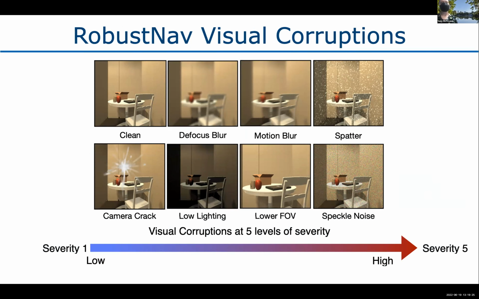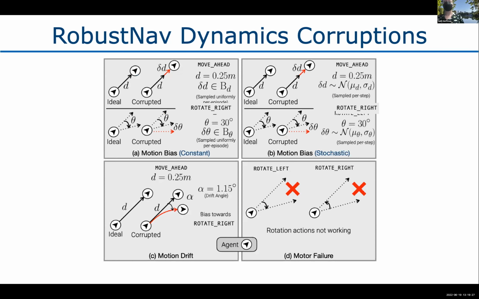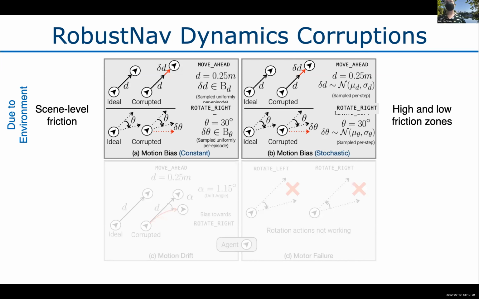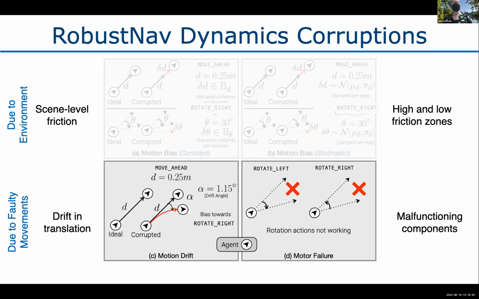The dynamics corruptions center around either those that would be due to the environment, like a scene level change that mimics friction changing, or two changes that have to do with faulty movements. So like a hardware failure that might lead you to ask the robot to turn left, but it actually either doesn't turn left at all or turns left with a different angular degree than it did at training time.